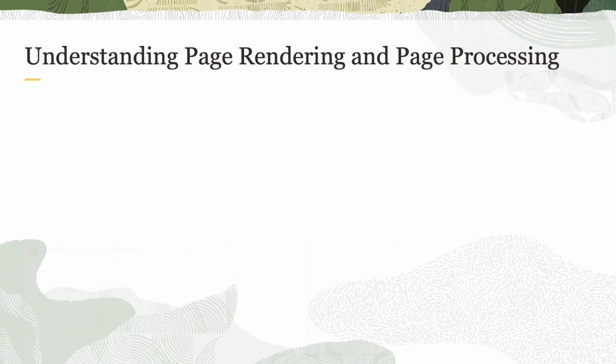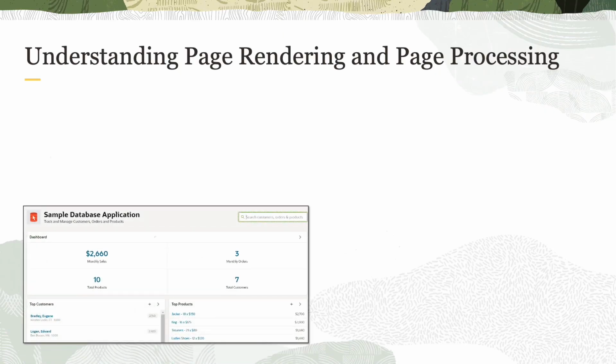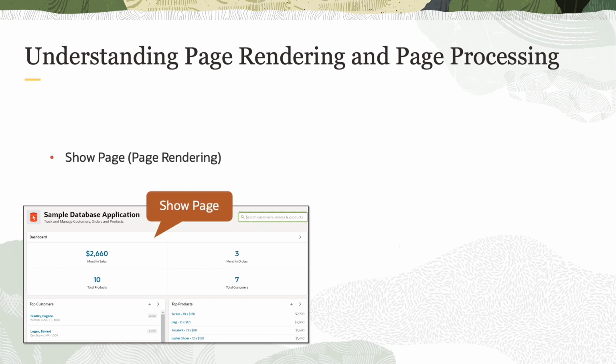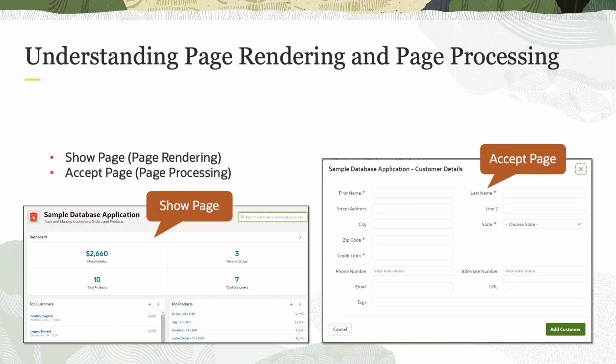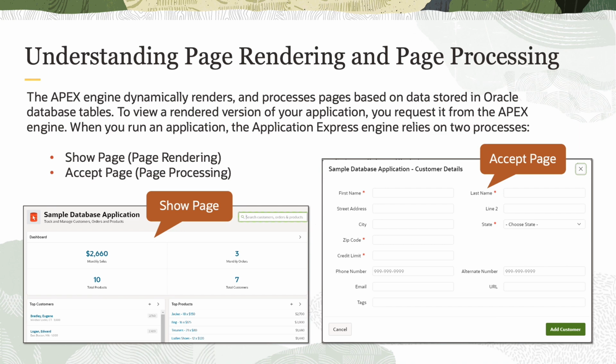Let's get started. The Apex engine primarily relies on two processes to do its job. One is the show page process, also known as page rendering, and the other is the accept page process, also known as page processing. So what is show page process? The Apex engine dynamically renders and processes pages based on data stored in the Oracle database tables. To view a rendered version of your application, you request it from the Apex engine with an URL. When you request a page using an URL, the engine is running show page process.